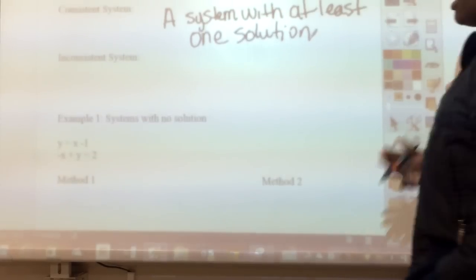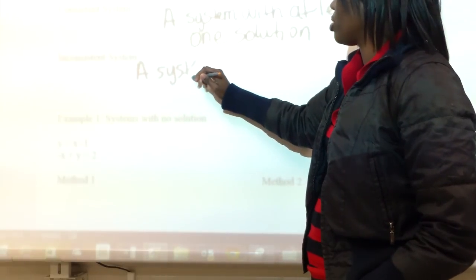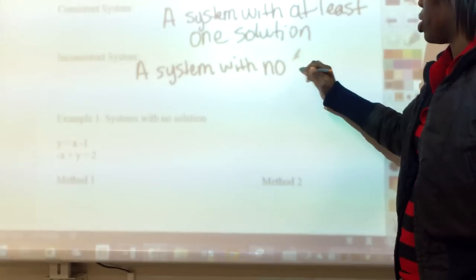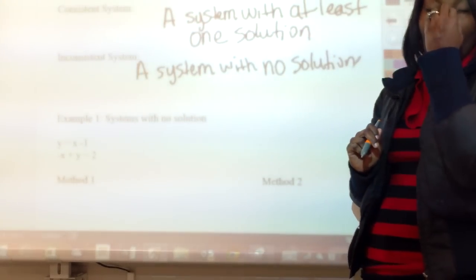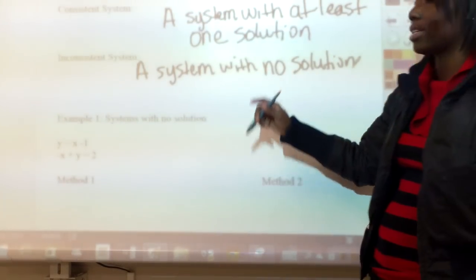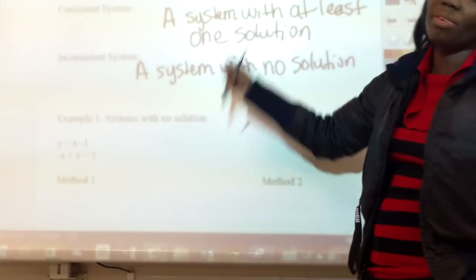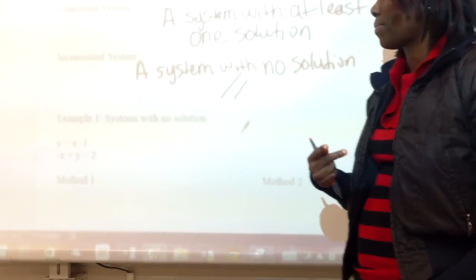And an inconsistent system is a system, and I'm sure some of you probably have already guessed it, with no solution. A system with no solution. An example of an inconsistent system, of course, no solution, we know are parallel lines. Consistent would mean infinitely many solutions, or if it has one solution.